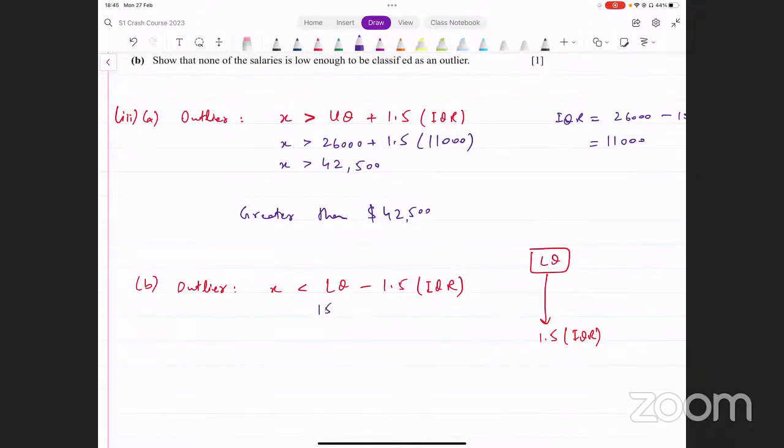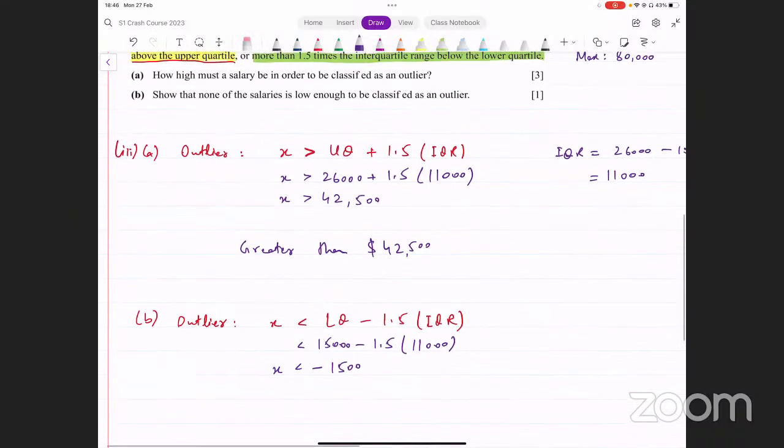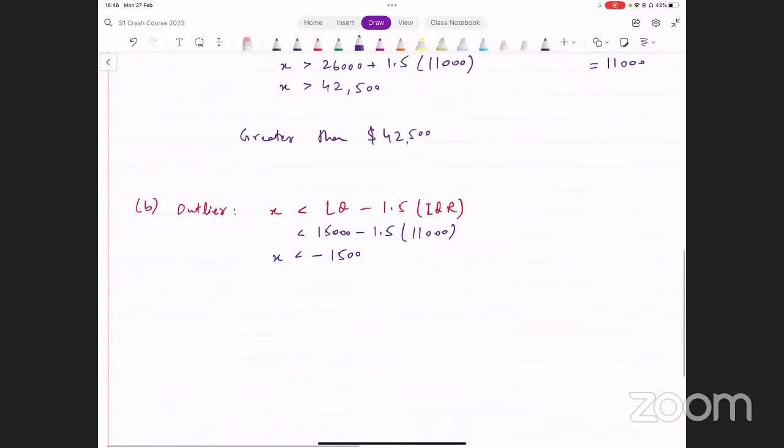Let's write that down here. 15,000 minus 1.5 times the interquartile range, which is 11,000. And that is going to give you minus $1,500. So a salary to be classified as an outlier on the lower side would have to be less than minus $1,500. Now, that does not make sense because salary cannot be negative.